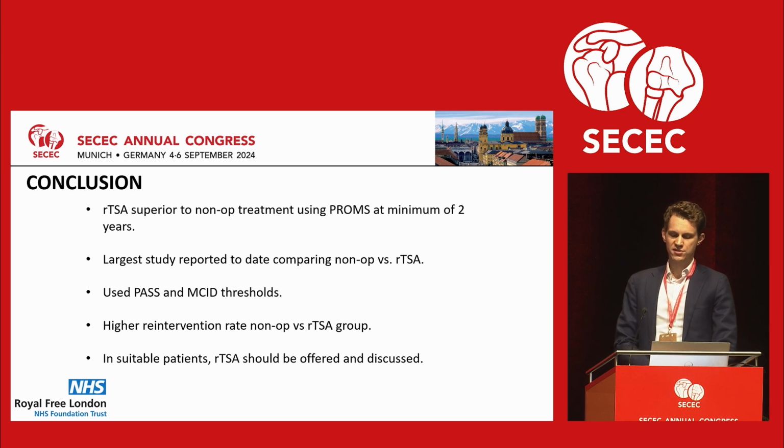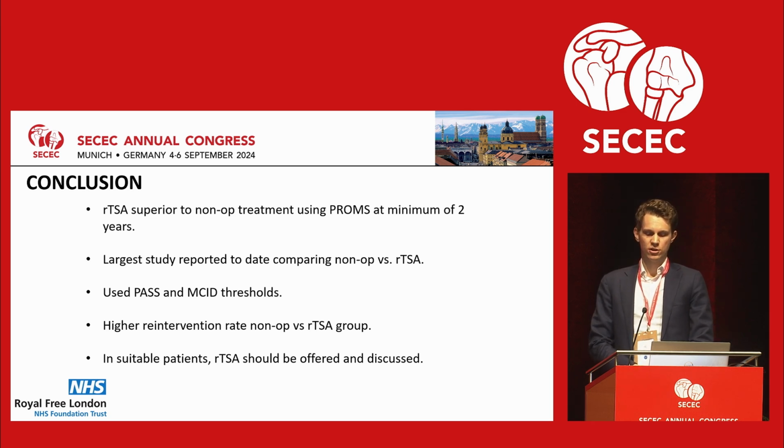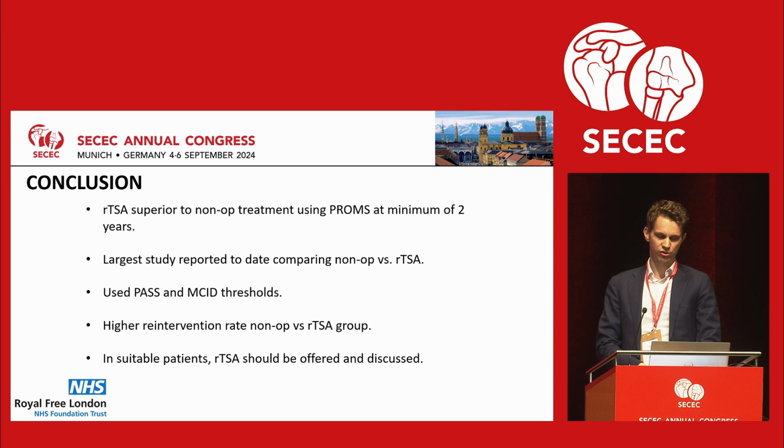So in summary, our study comprised 99 patients and showed superior results of reverse total shoulder arthroplasty compared with non-operative treatment for 3 or 4-part fractures in patients aged 60 years or over. We used PROMs at a minimum of 2 years to demonstrate this, and the minimum clinically important difference and pass thresholds were reached for all scores, apart from VAS pain.